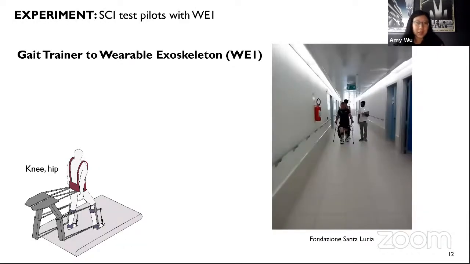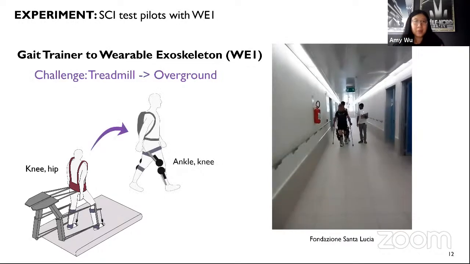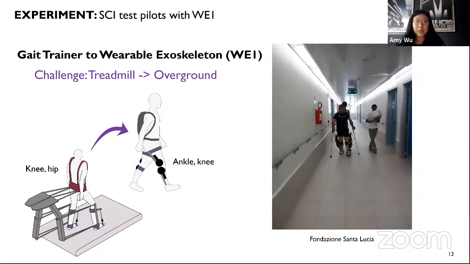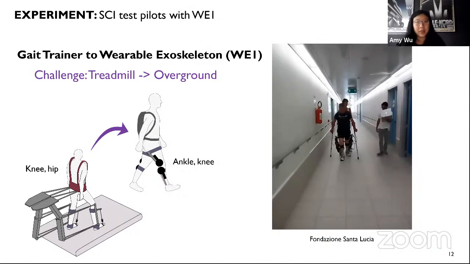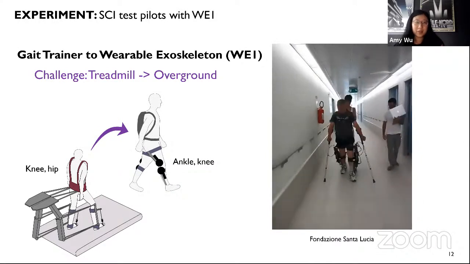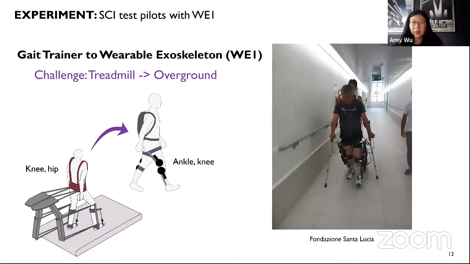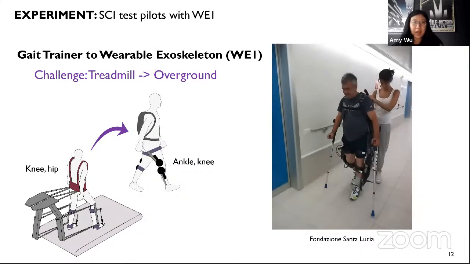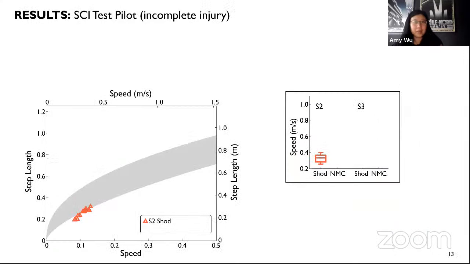So what we did next was we moved from a gait trainer to a wearable exoskeleton. And one of the challenges is that now you're moving from treadmill to overground. Before, we could test subjects with complete injury, and now this is a subject with an incomplete injury, so they do have control of their hip. And so here's a video of a subject walking. And I'm just going to show the speed step length data. So what I have here is, again, that same speed step length.